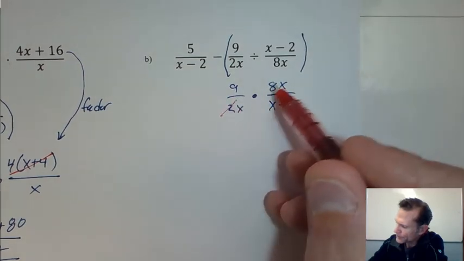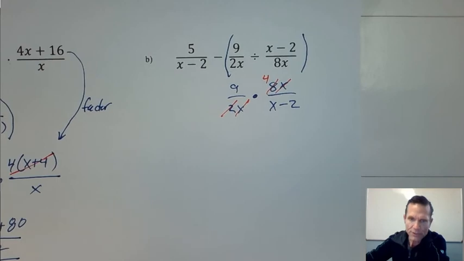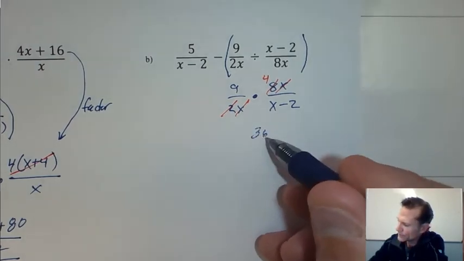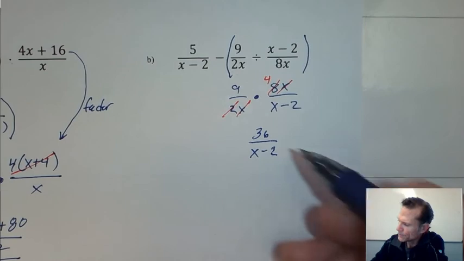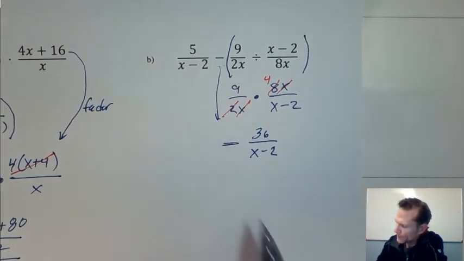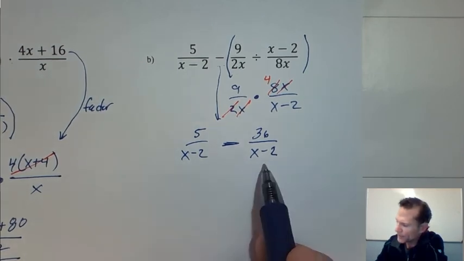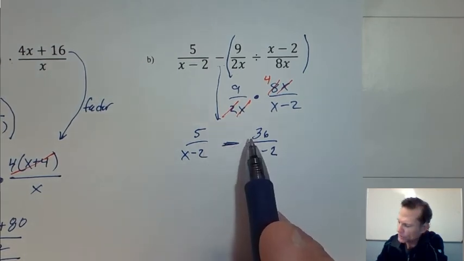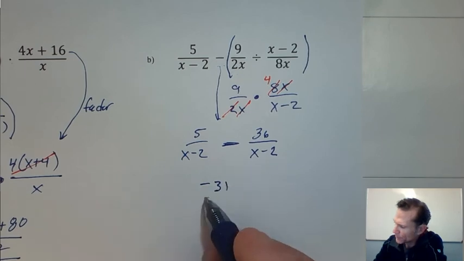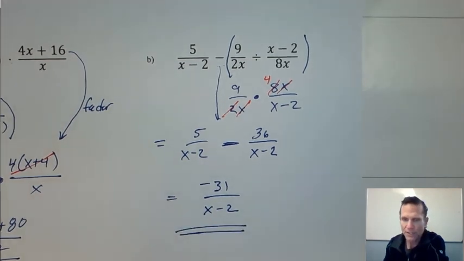Let's see. 2 is going to cancel out. Makes that 4. X is going to cancel out. So in the numerator, I have 36 over x minus 2. I have my minus sign. And I have 5 over x minus 2. This is sweet because I have common denominators, so I'm just going to do 5 minus 36, negative 31 over x minus 2. So make sure you follow the order of operations. It can make those a lot easier.